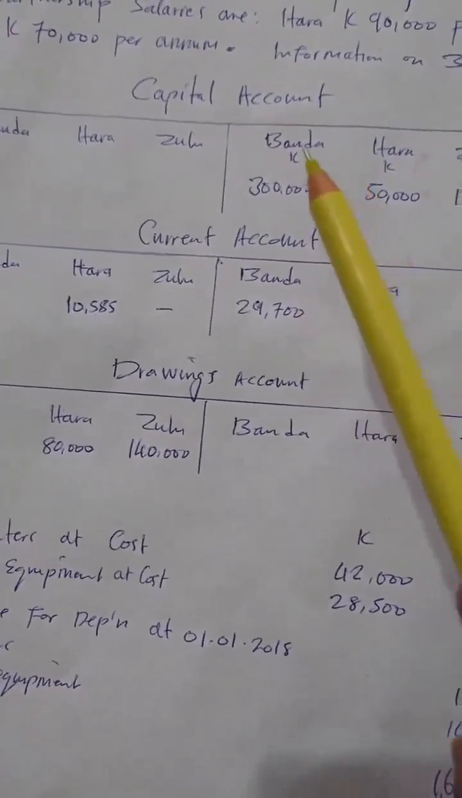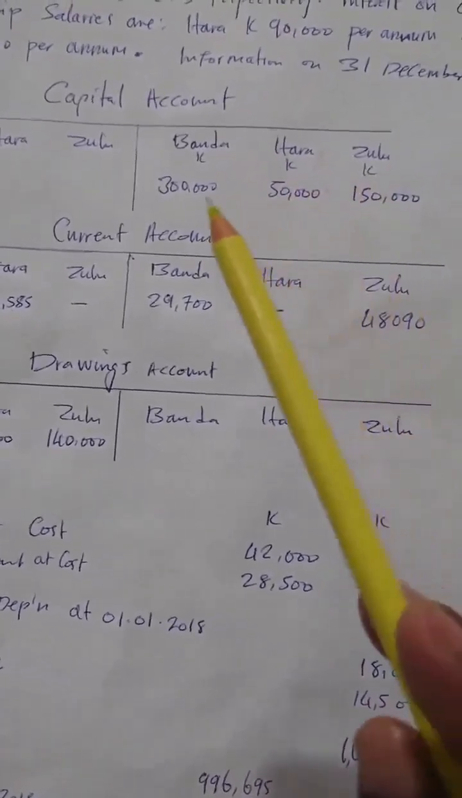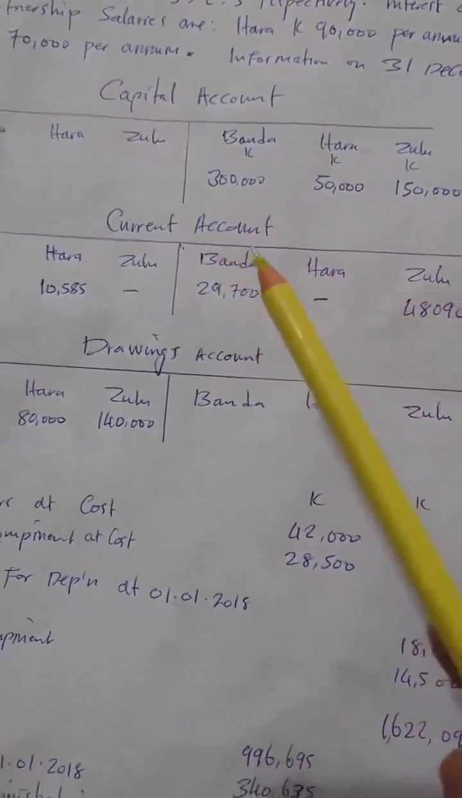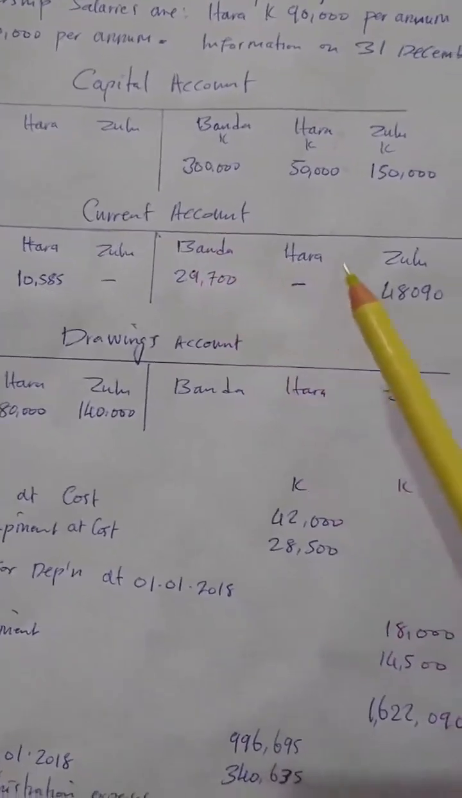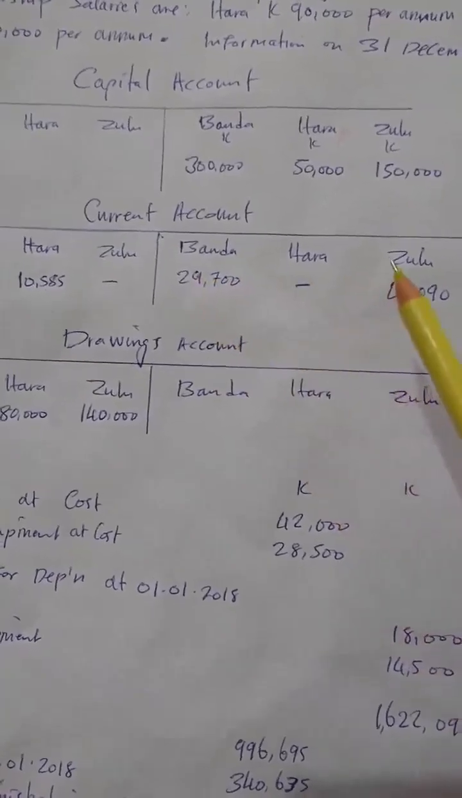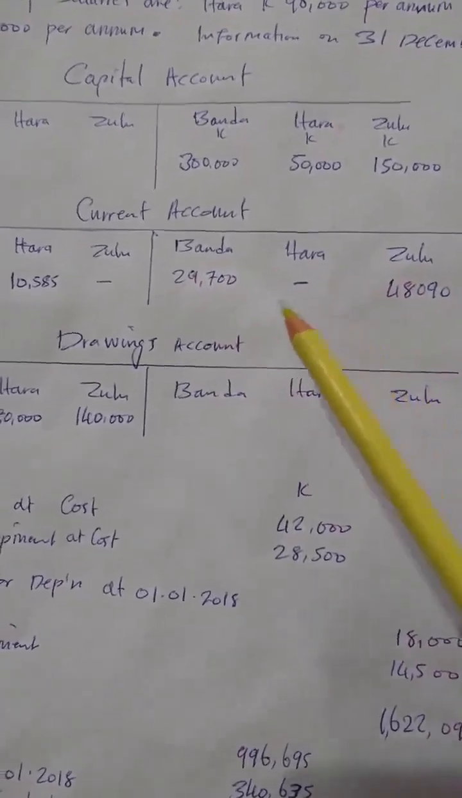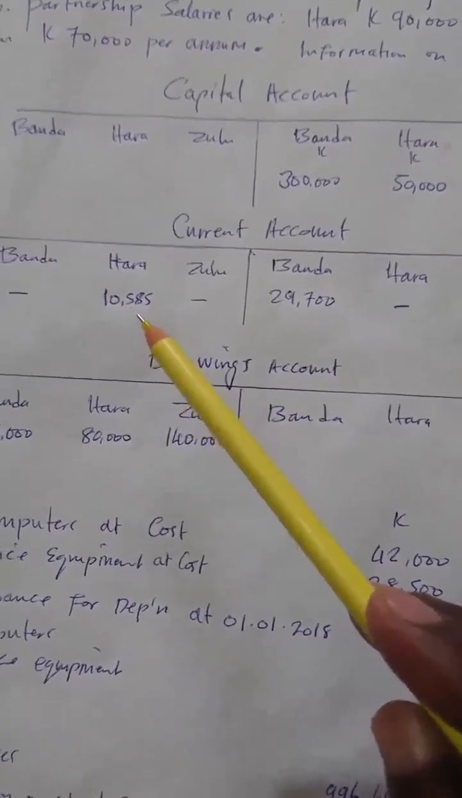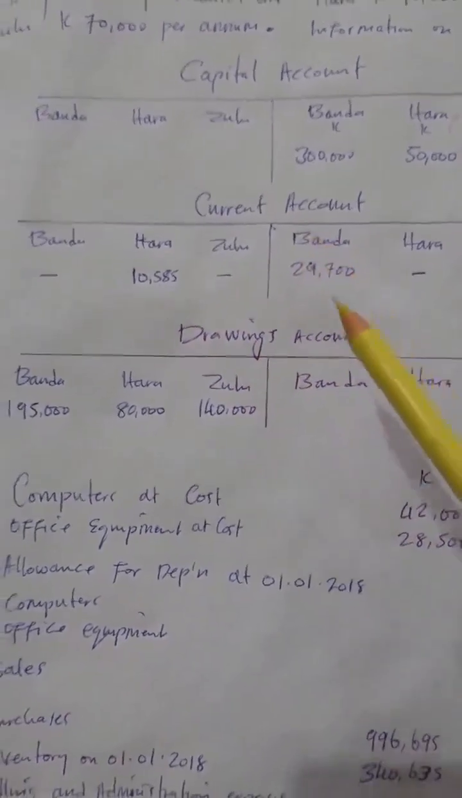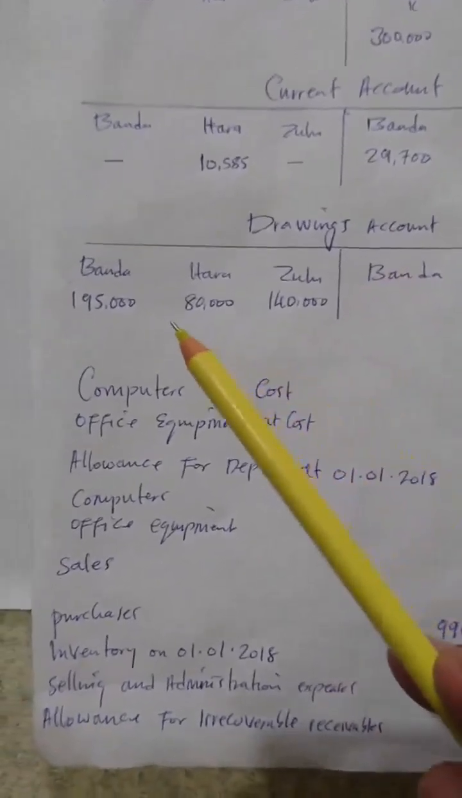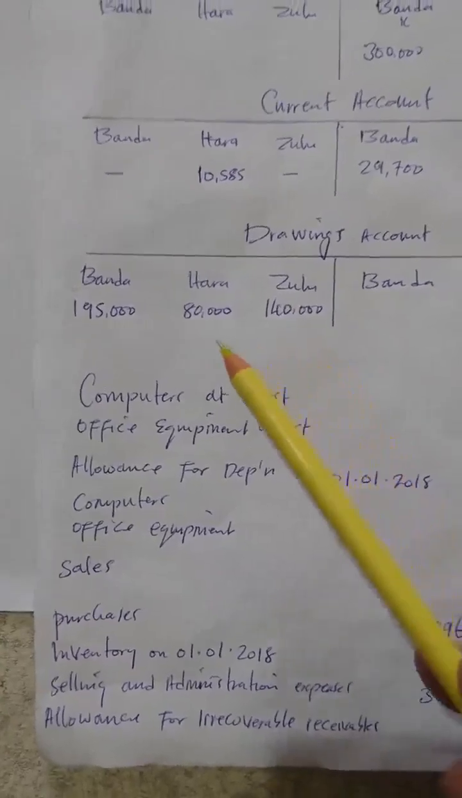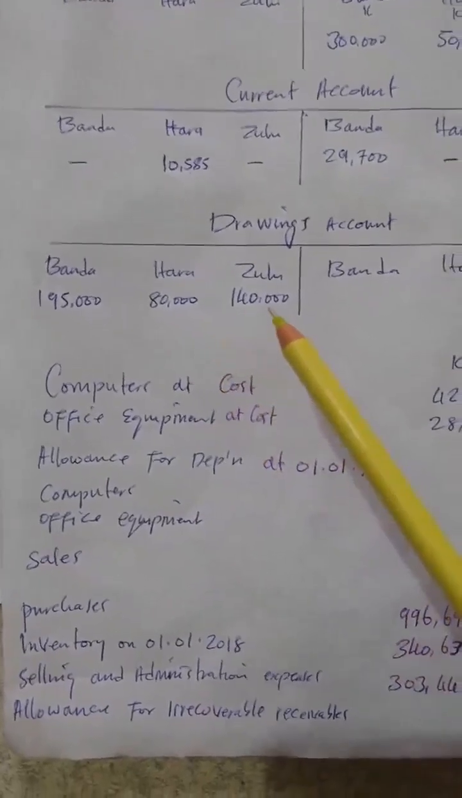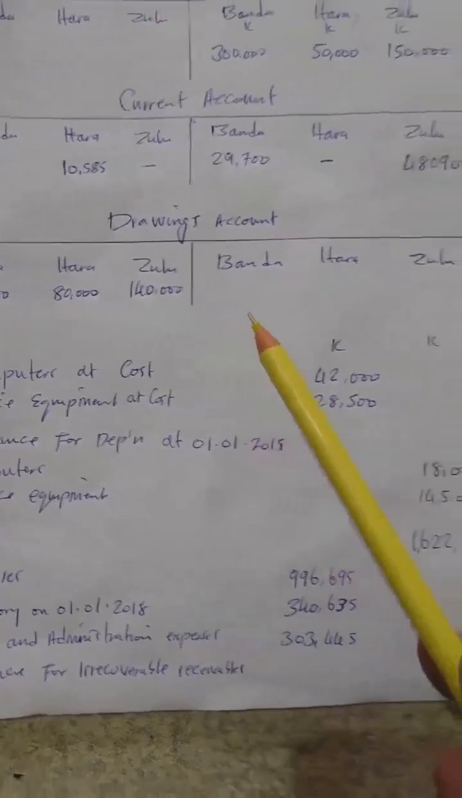The capital account normally we record from the credit indicating the money the business has. Same goes with the current account. If the individuals have credit balances, it's indicating they have benefits. But Hara overused his benefits, so he has a debit balance in the current account. Then the drawings account is looking like this. These are the drawings these guys made. Banda made 195,000 kwacha, Hara 80,000 kwacha, Zulu 140,000 kwacha.